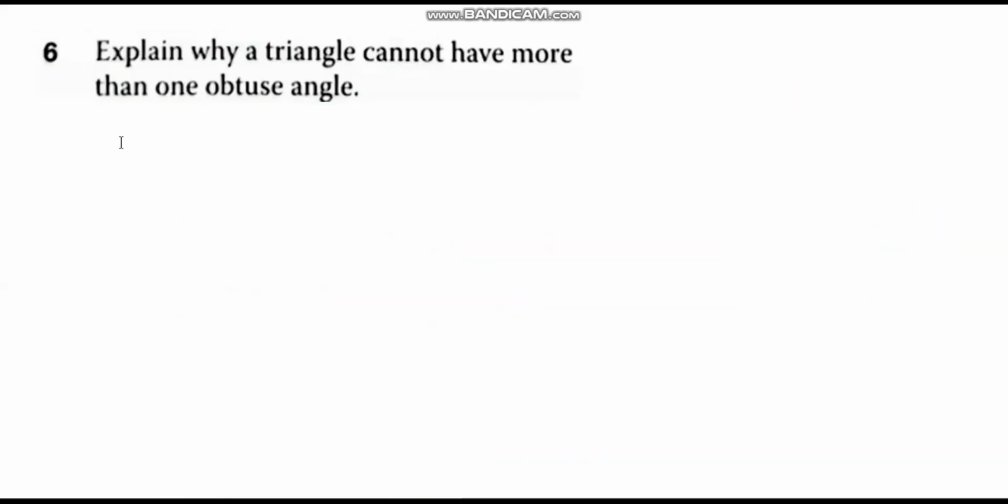In question number 6, we have to explain why a triangle cannot have more than one obtuse angle. Basically, the sum of angles in a triangle is 180 degrees. So if we consider two angles as obtuse angles, then the sum will exceed 180 degrees. That will violate the property of the triangle, so it's not possible.